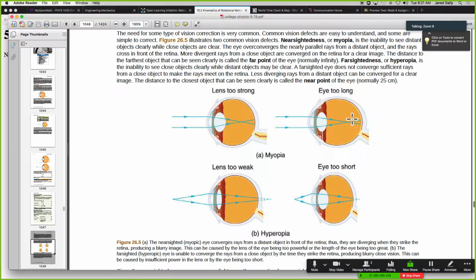So how are we going to fix this? What do we need to do to get this to focus on the back of the eye? We do need to change the focusing here, but how do we need to change it? Do we need to focus it more tightly or less tightly? In other words, we don't want it to focus so much after the lens. So what kind of lens should we put out here to make it focus less? A negative lens, right? A concave lens.